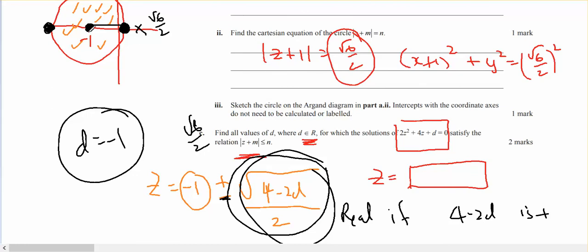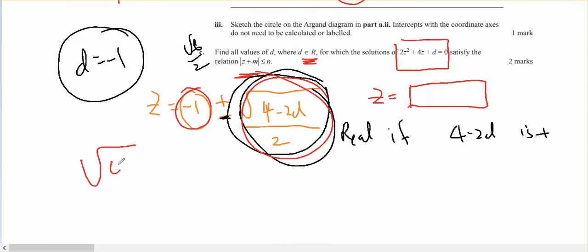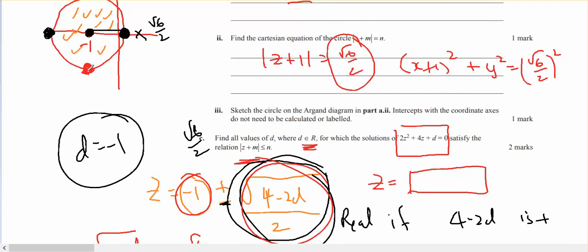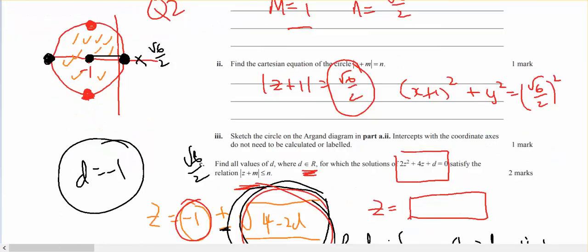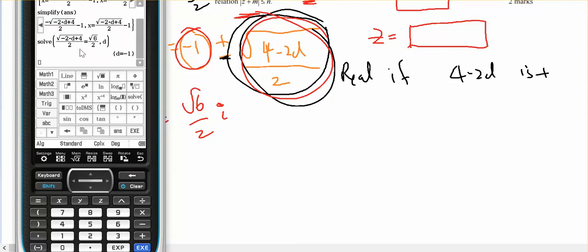Because the center of my circle is here, and that's what -1 is, I can have this also equal to √6 on 2 i, which means that will place me, if it's equal to negative, or if it's equal to positive, up there. So if I make that equal to √6 i, and make sure I'm in complex and I execute and solve, that will give me D equals 5.